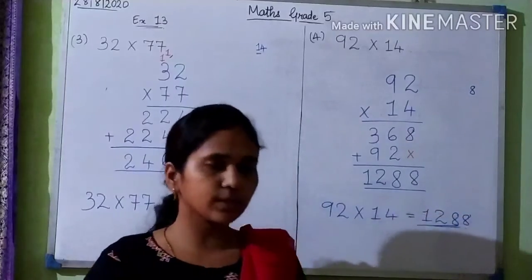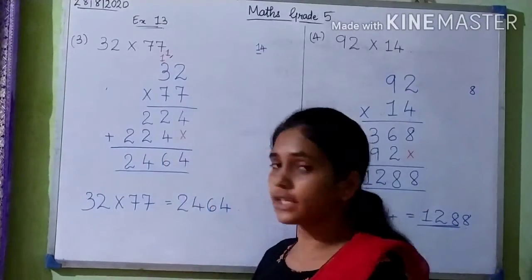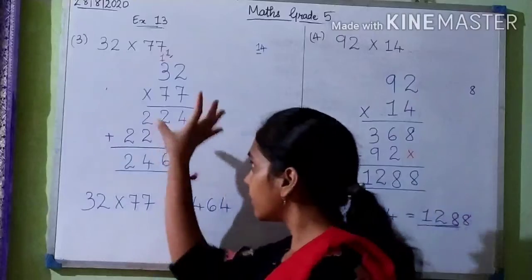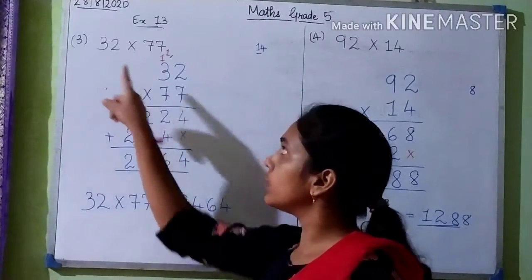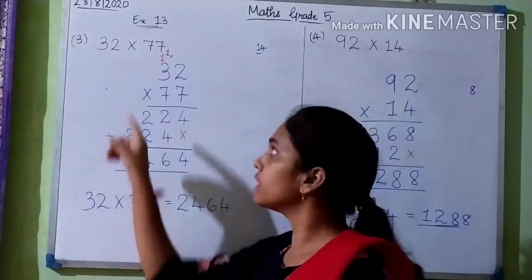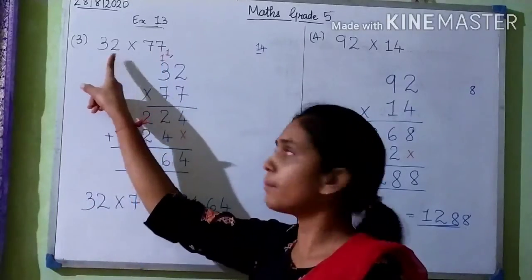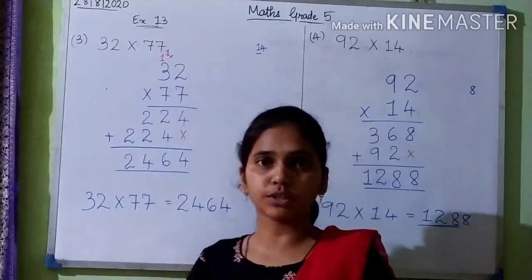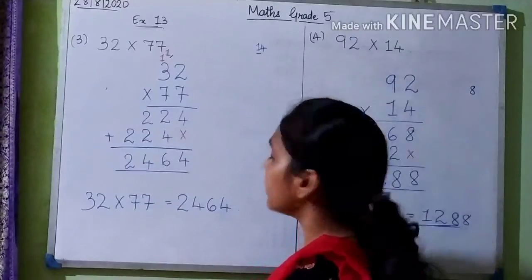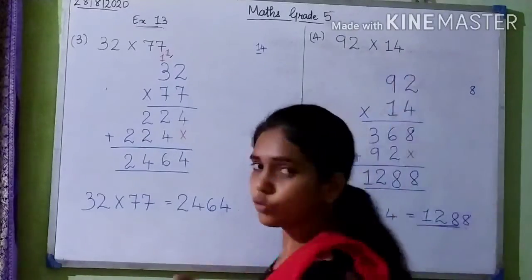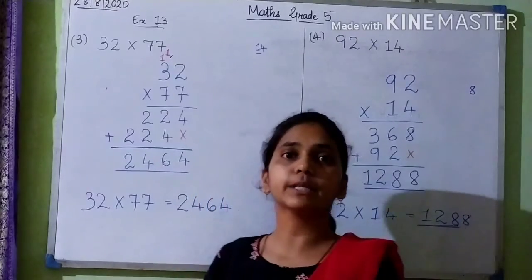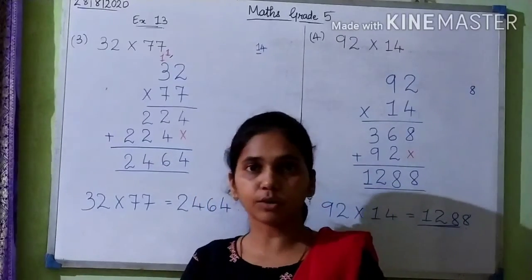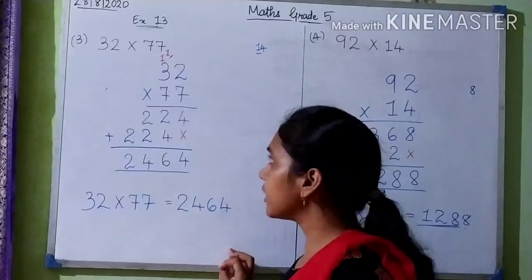So this was about exercise 13. This method is known as the long method of multiplication. And we have seen only multiplication of two digits. 32 is a two-digit number, 77 is also a two-digit number, 92 is a two-digit number and 14 is also a two-digit number. So in this exercise we have done only multiplication of two-digit numbers. So this is the long method.